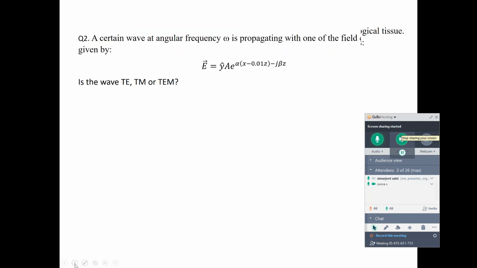Let's go to the second question of the same form. Having gone through the logic before, can you tell me which direction the wave is propagating in, and whether it is a TE, a TM, or a TEM wave?